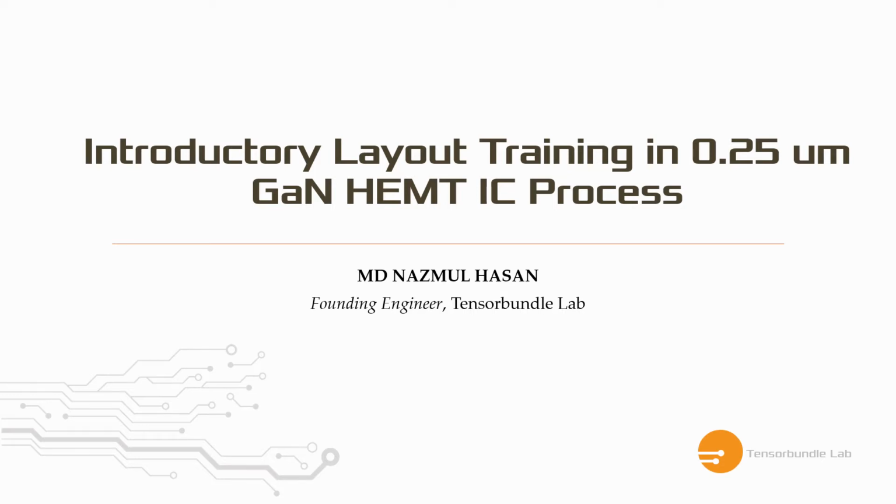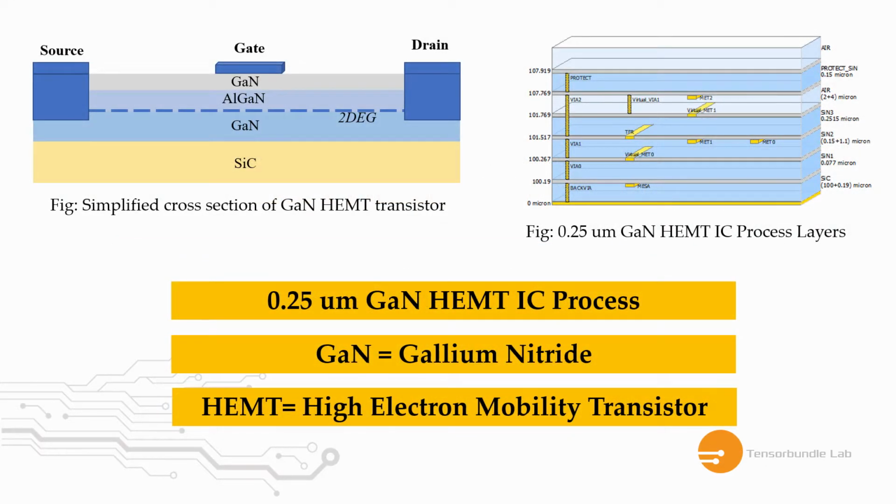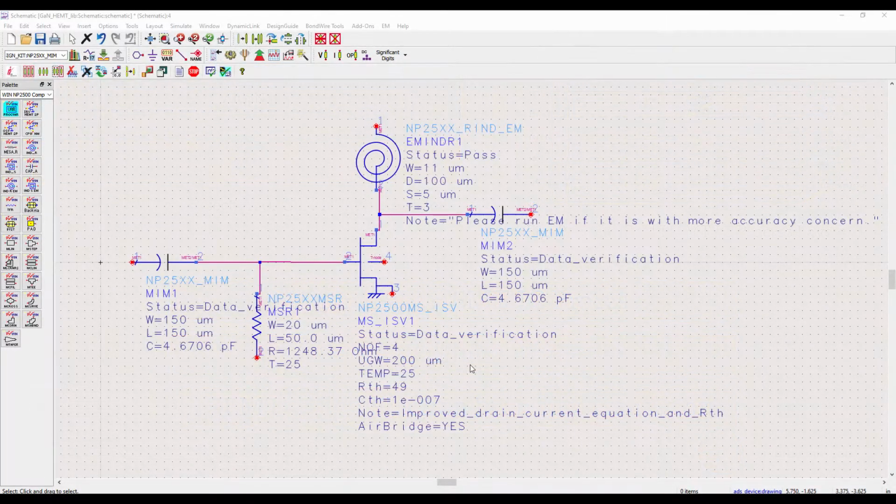Hello guys, I'm Introductory and today I'm going to demonstrate an introductory layout technique of 0.25 GaN HEMT IC process. This is a commercial PDK IC process, and I intentionally chose this simple schematic because it's always better to demonstrate anything with a simple example rather than make it complicated.